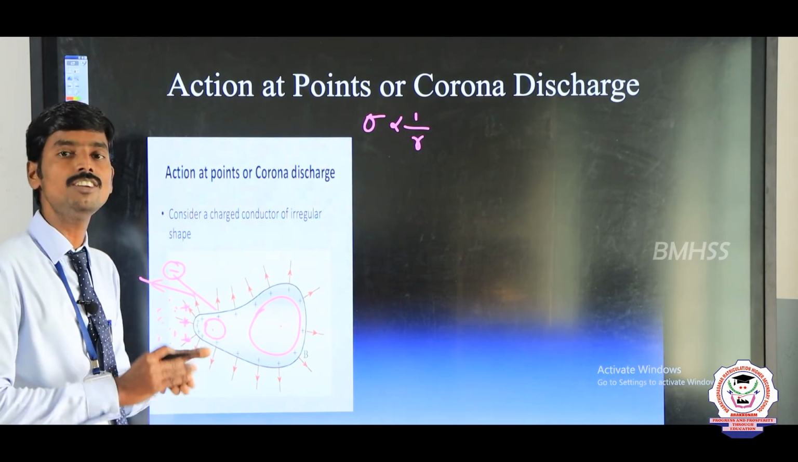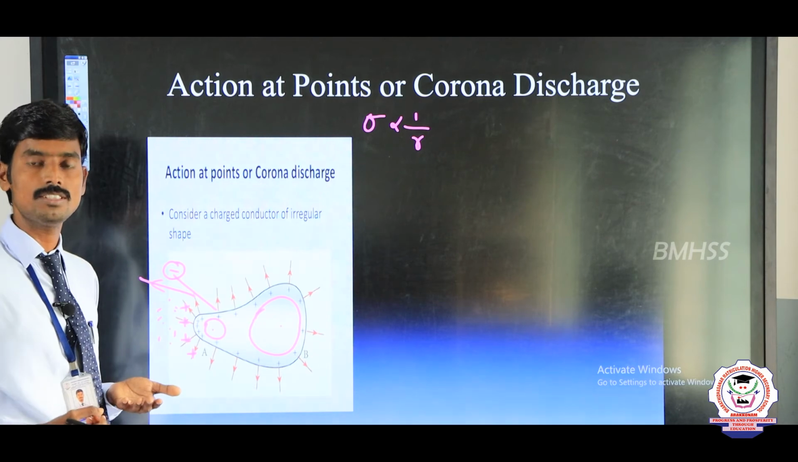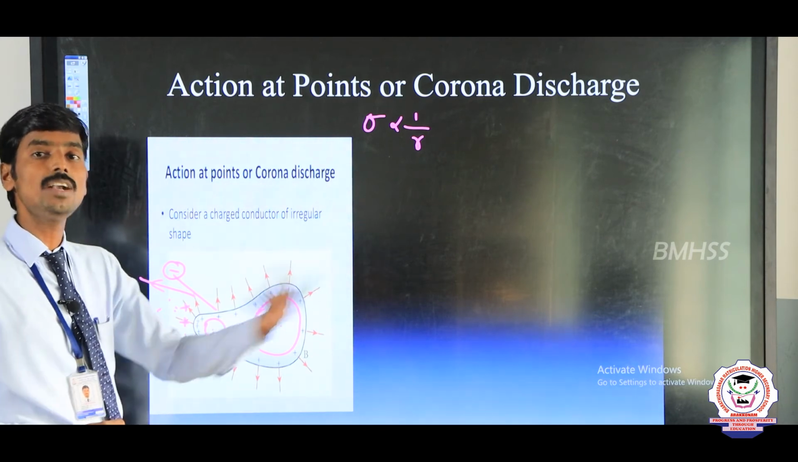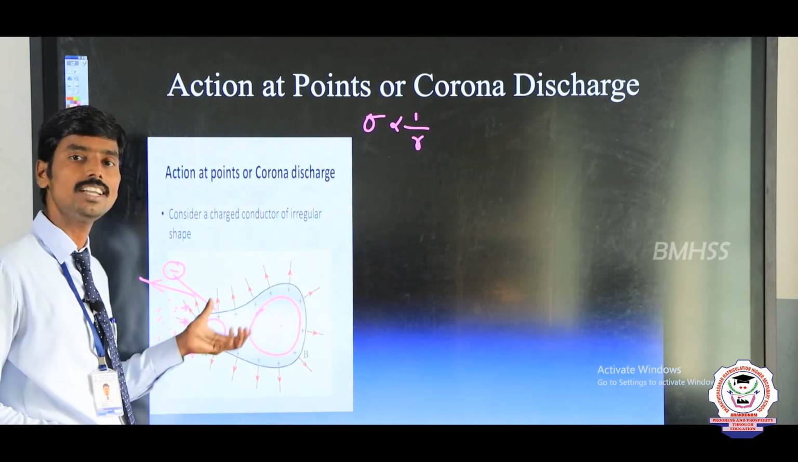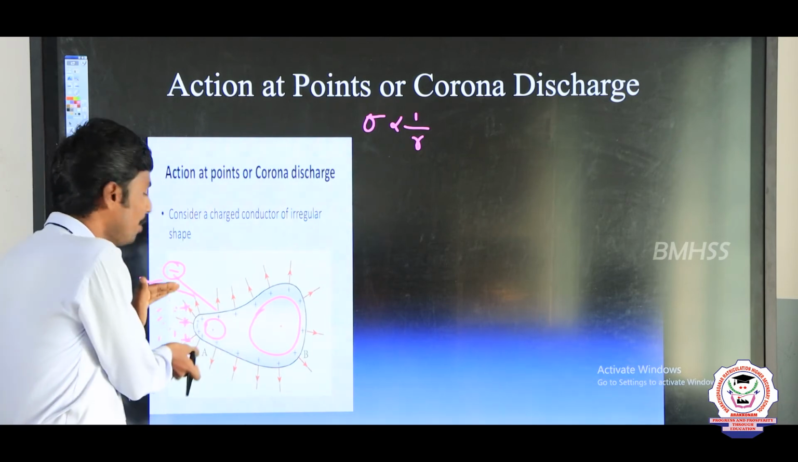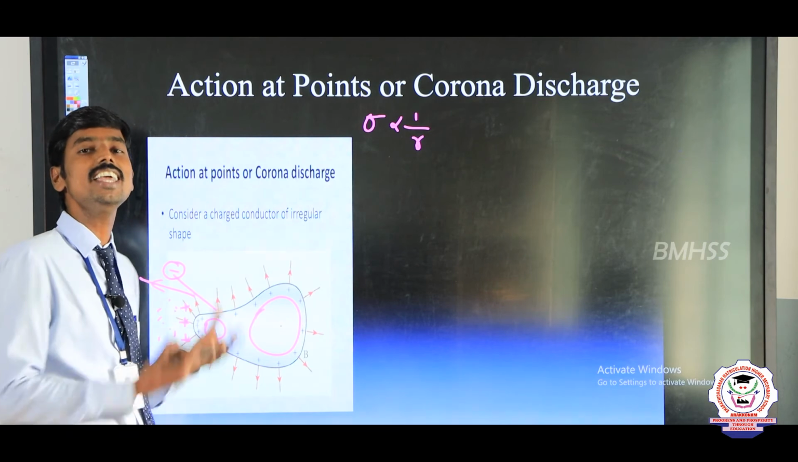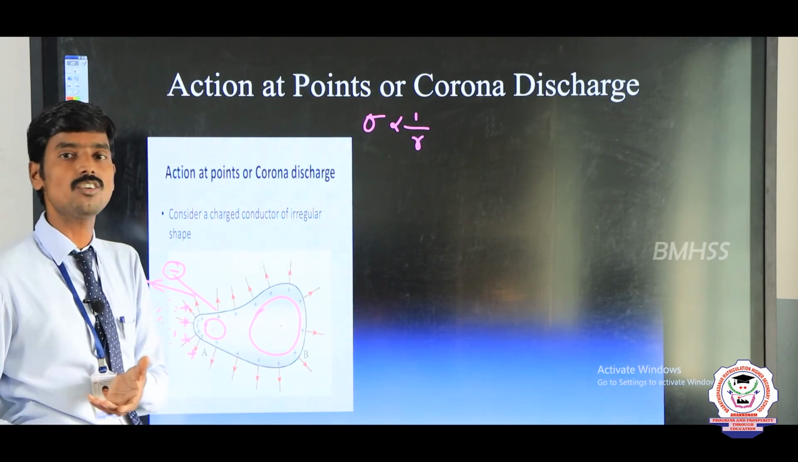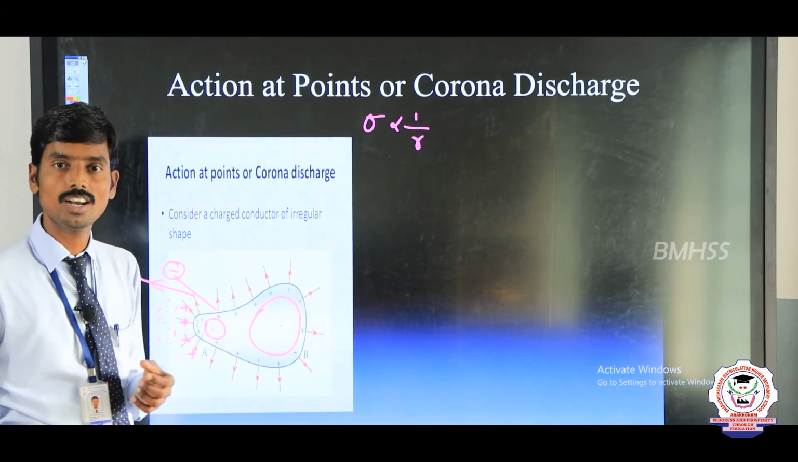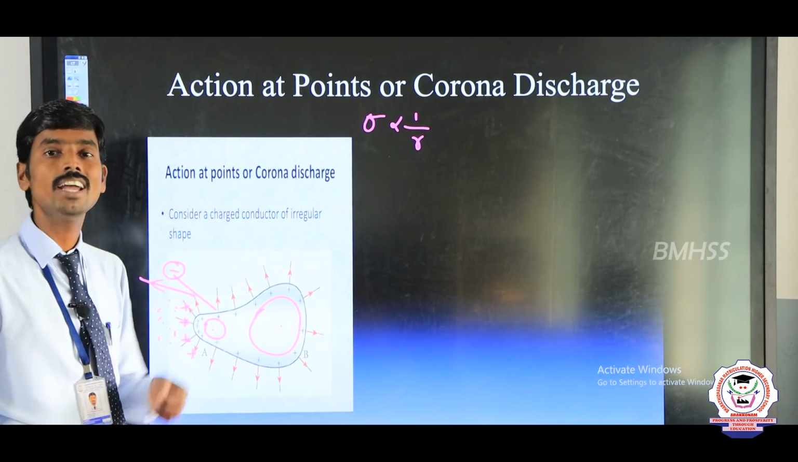At that time, negative charges are attracted towards the sharp edge and the positive charges are repelled at the sharp edge. Then the total charge is reduced at the sharp edge, or there is total charge leakage at the sharp edge. So this is called corona discharge. This is very important for 2 marks in our board exam.